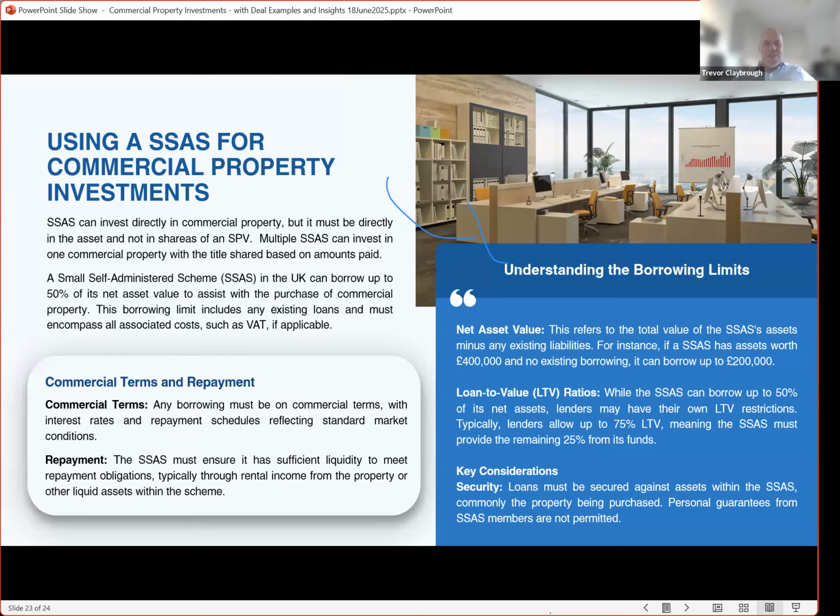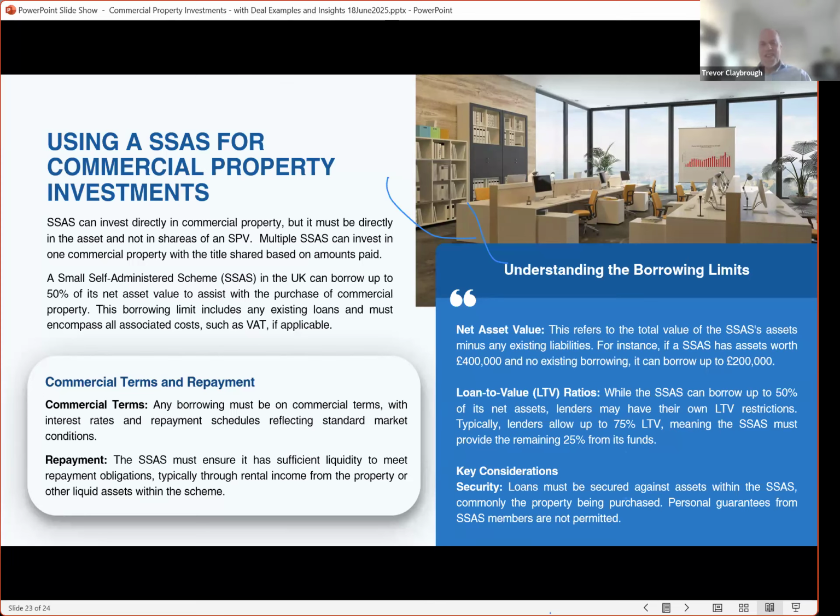Without going into a lot of detail, we only have a few minutes left. SSAS pension funds can invest directly in commercial property. As an aside, a SSAS cannot take shares in a joint venture, because a SSAS cannot invest in an unlisted company. There is a way around that, and if a number of people have SSAS pensions and want to come together to buy a specific commercial property, we can help with the structuring of that.